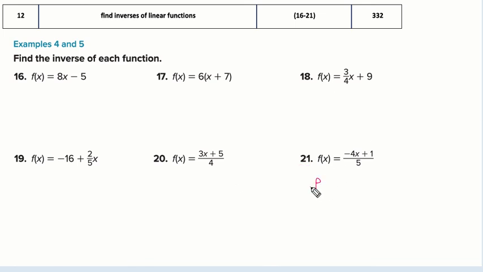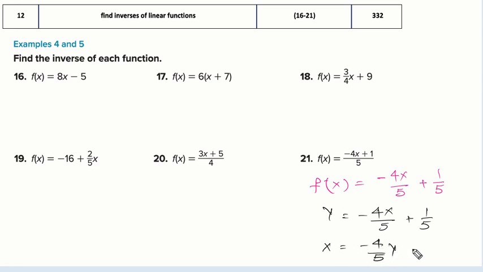Now in this one you have to separate this first. So minus 4x divided by 5 plus 1 divided by 5. Like this you have to do it. Now this will be y is equal to negative 4x over 5 plus 1 over 5. Then interchange: x is equal to negative 4 over 5y plus 1 over 5.